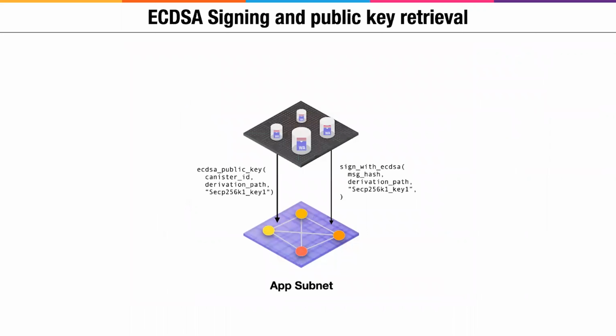So we have 2 main APIs related to ECDSA that were introduced in the system API recently. One is for issuing a signing request, so a canister can call this API to request a signature on a hash of a message using a specific derivation path and a specific key identifier. And the other API is for the canister to be able to get a public key. This could be either their own public key or somebody else's public key.